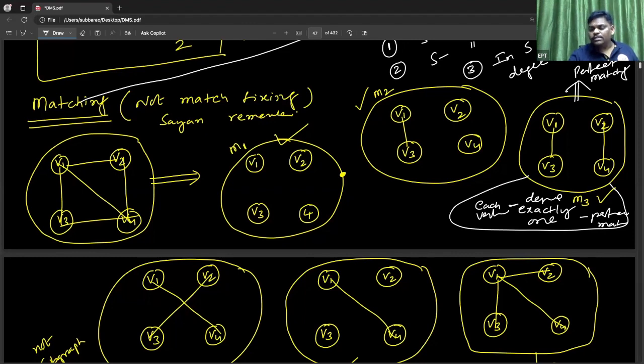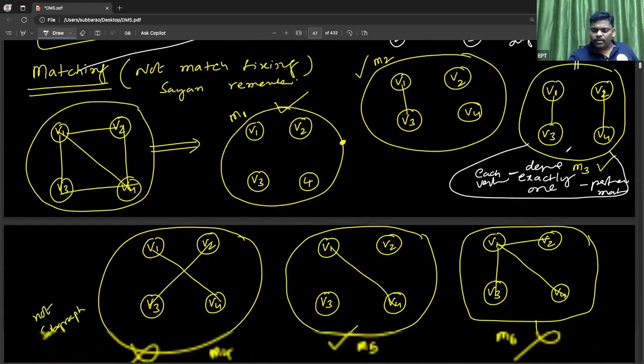If you can do that, it is not a maximal matching. In M1, without violating the matching property, can I add one more edge? Yes, so it is also not a maximal matching. In M3, it is a matching; without violating the matching property, can I add one more? No. It is a maximal matching. M1 and M2 are not maximal matchings because I can still add more edges. M3 is a maximal matching.